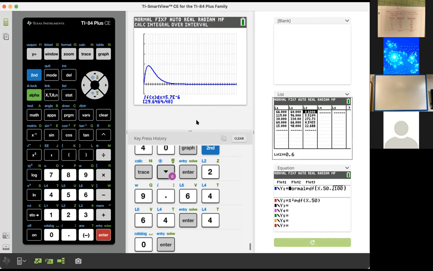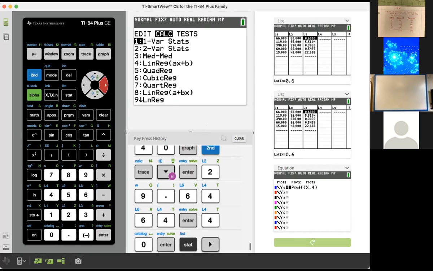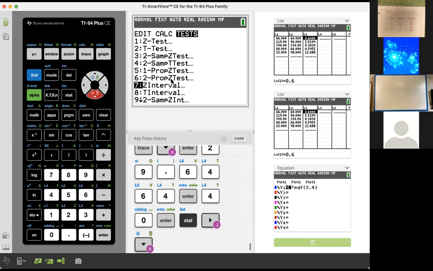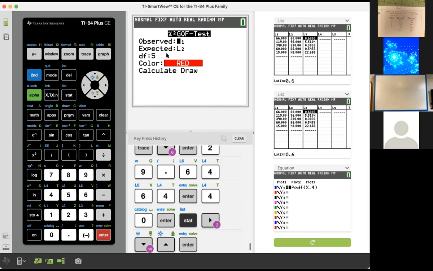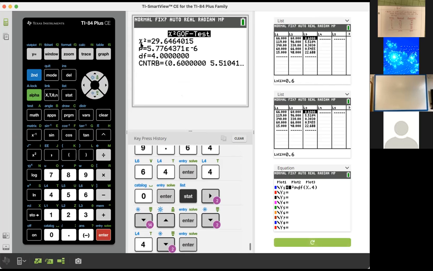There's the table version, how to do it on the calculator under the lists. But let me show you how to do it with a test menu under stats. Stats, test, let's slide down till I get the chi-squared test, which is right here. There's two. We want the chi-squared goodness of fit test. And I've already put my observed values into L1, my expected values into L2, and the degrees of freedom I have to set to be 4. But now I can calculate this. There's my 5.7 times 10 to the negative 6. There's my chi-squared test statistic, 29.6464, degrees of freedom 4.